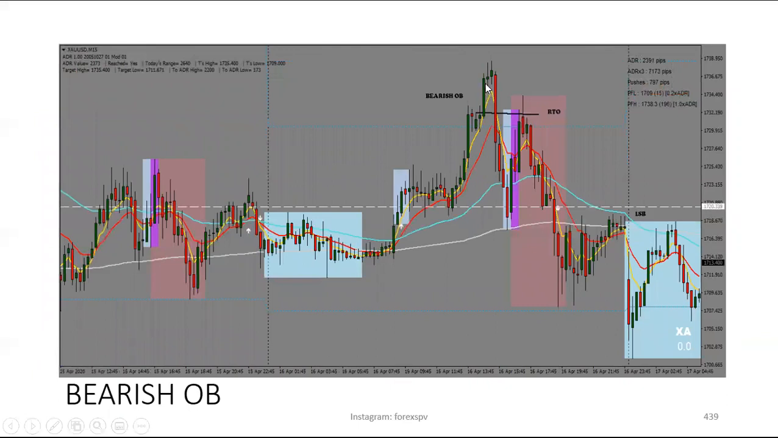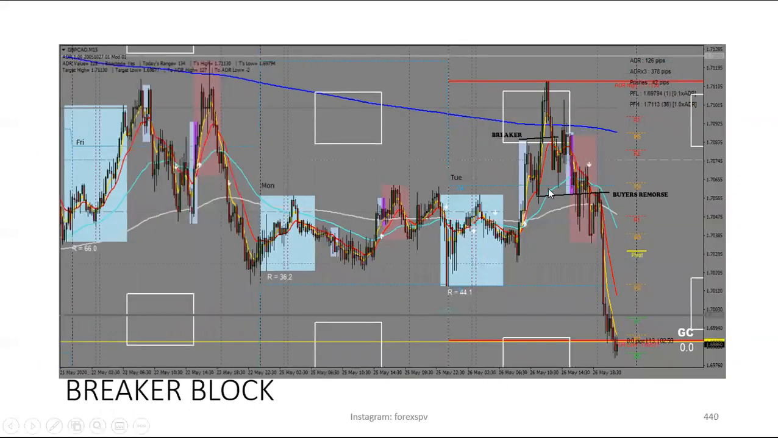We had a bearish order block right here. We had a return to the order block and then a continuation down. So it's a very good sell there. Here we had a breaker. You can see we had a retest here. So you get at least 50 pips here on this.